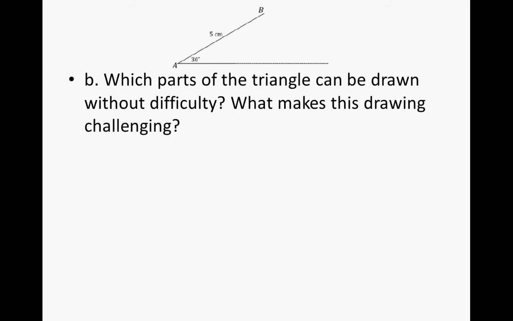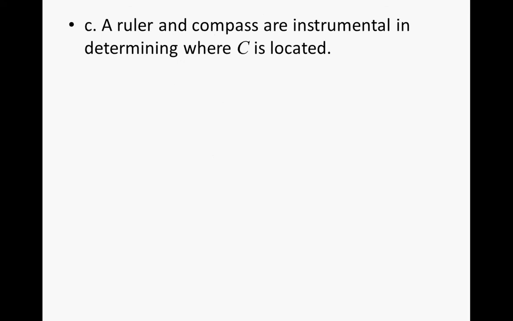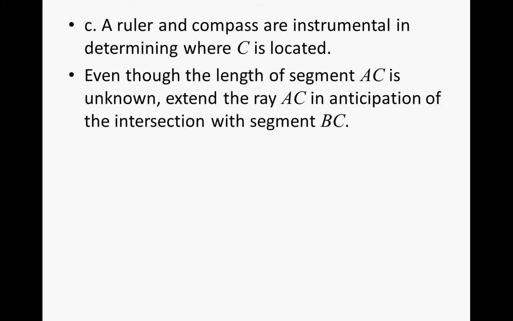So which parts of the triangle can be drawn without difficulty? What makes this drawing challenging? Well, the parts that are adjacent, the line segment AB and angle A, are the easiest to draw, but it is difficult to position the line segment BC. So for part C, a ruler and a compass are instrumental in determining where C is located. Even though the length of segment AC is unknown, extend the ray AC in anticipation of the intersection with segment BC.